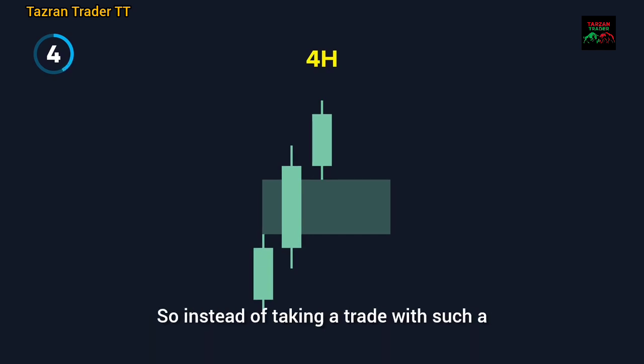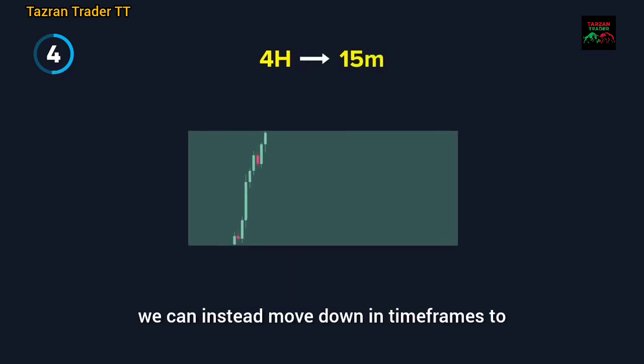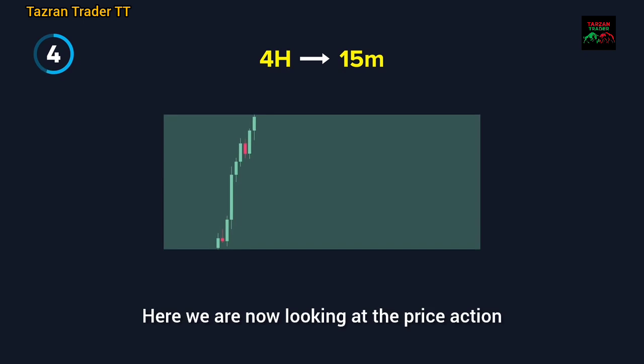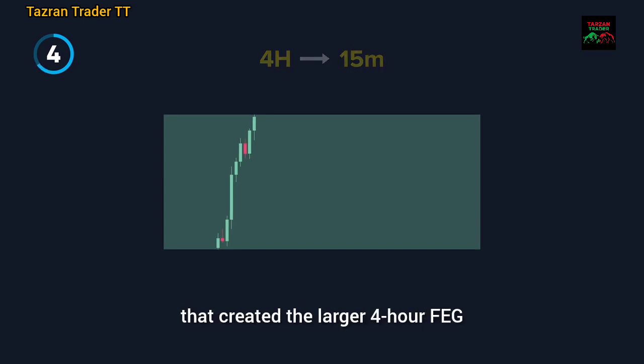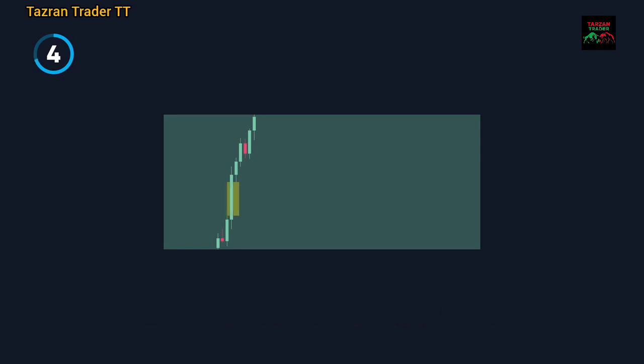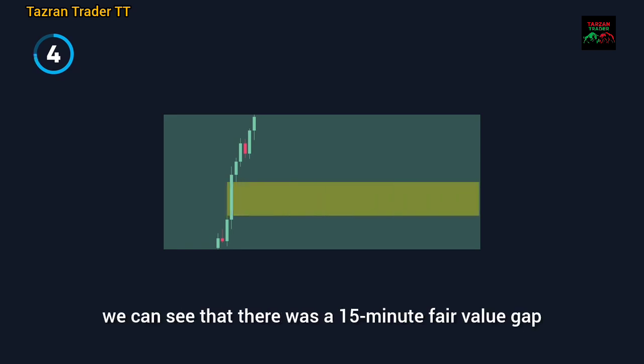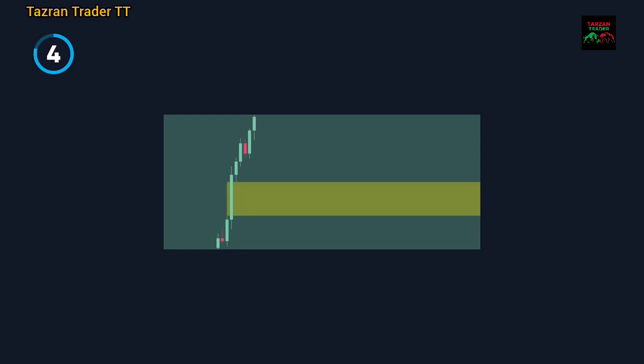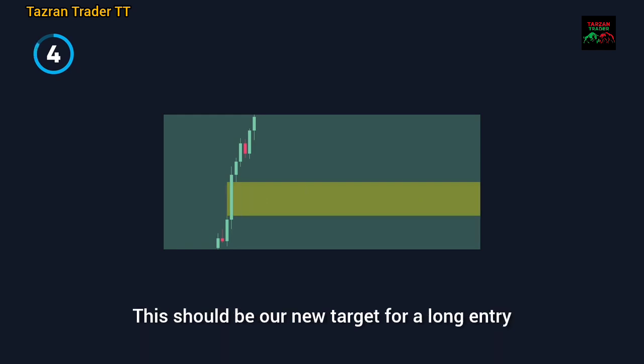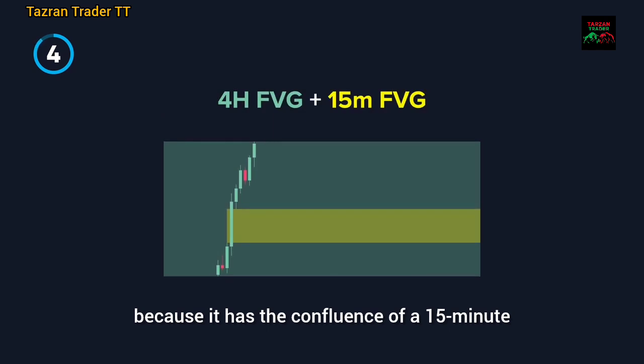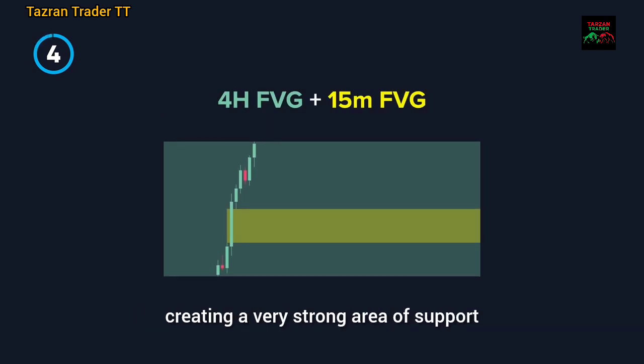So instead of taking a trade with such a wide margin of error, we can instead move down in time frames to find a more confined area. Here we are now looking at the price action on the 15-minute chart that created the larger 4-hour FVG. And when we look closely, we can see that there was a 15-minute fair value gap that formed during this upward move. This should be our new target for a long entry because it has the confluence of a 15-minute fair value gap within a 4-hour fair value gap, creating a very strong area of support.